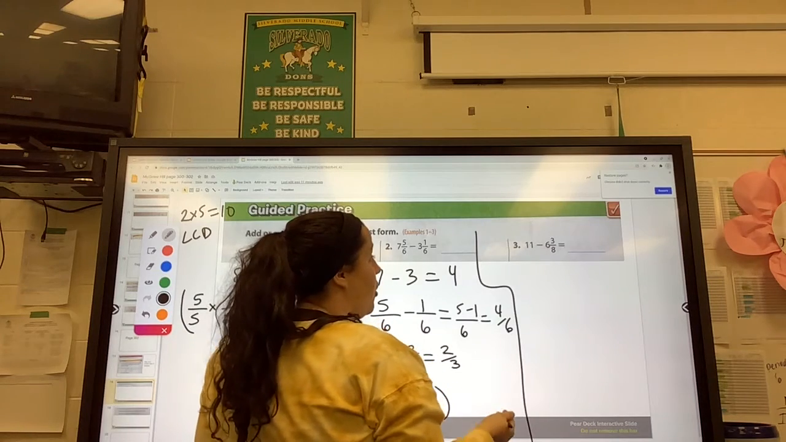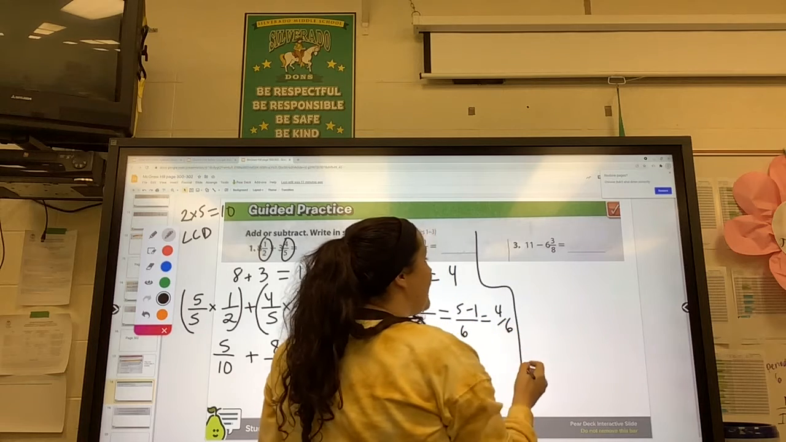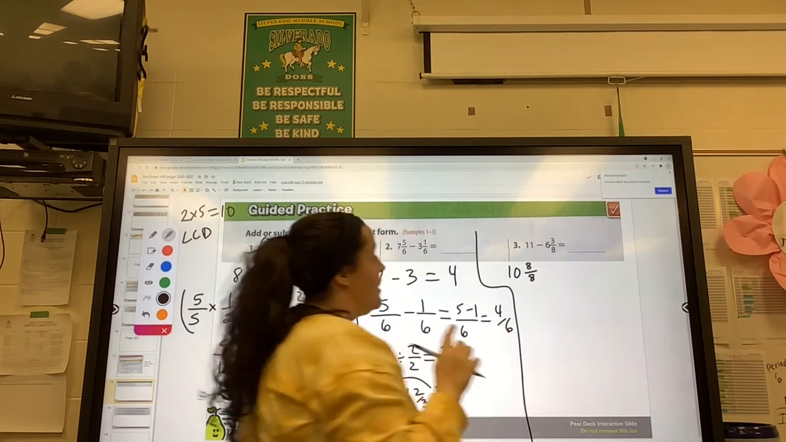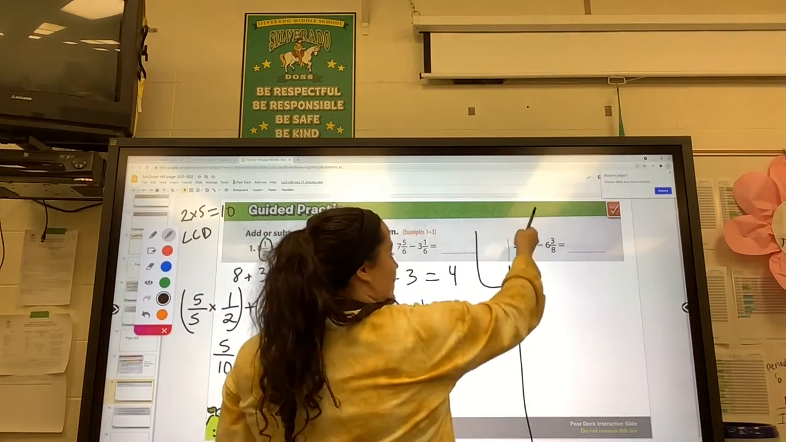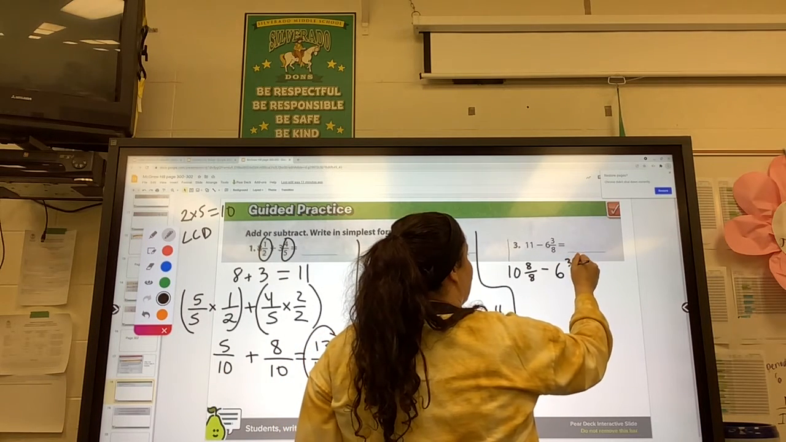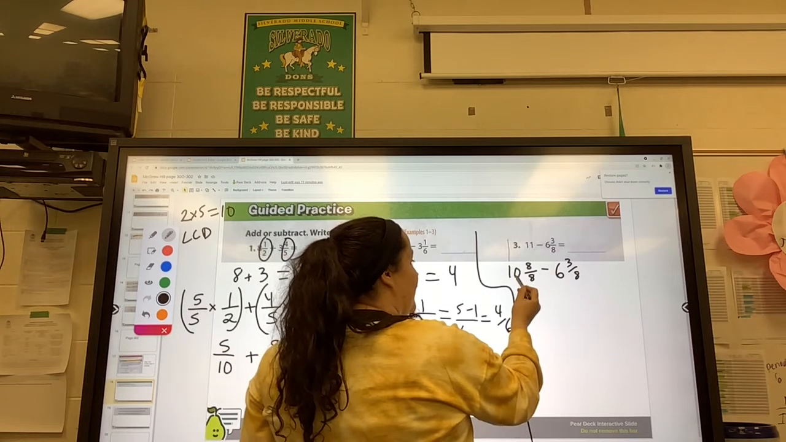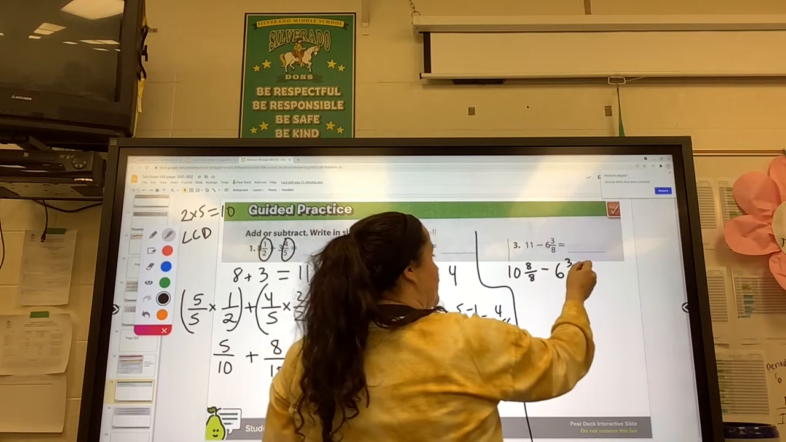So you could, here's a strategy I do want you to know. You could write 11 as 10 and 8 over 8, okay? There's a reason for this, right? 8 over 8 is 1, and 10 plus 1 is 11. So if you write it like that, you can actually get a problem that you can solve easily now, right? 10 minus 6, that's a solution that you can do, and 8 over 8 is bigger than 3 over 8.